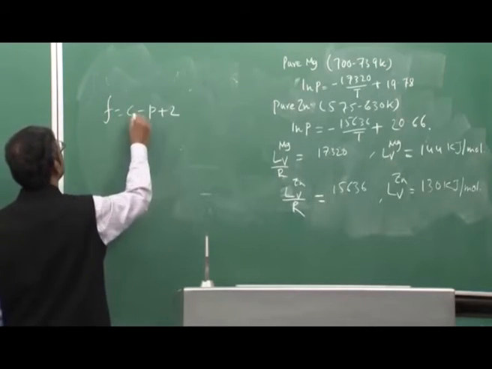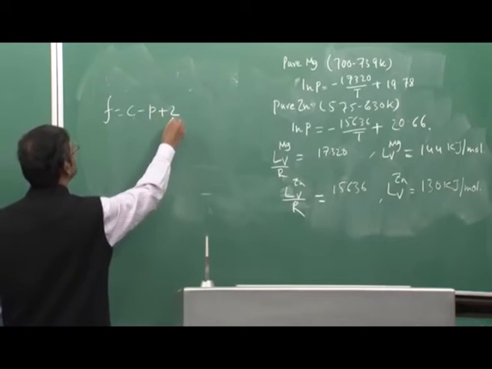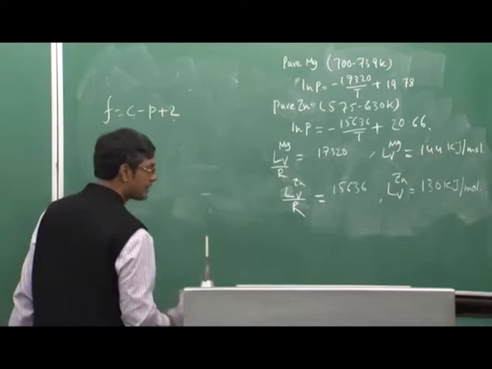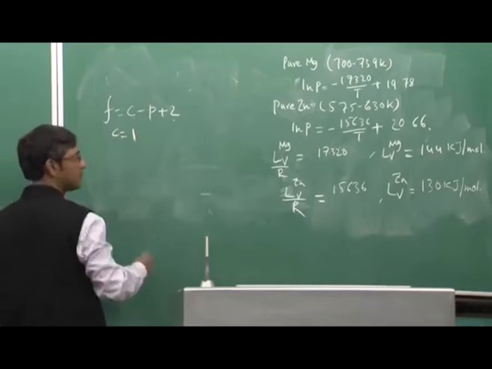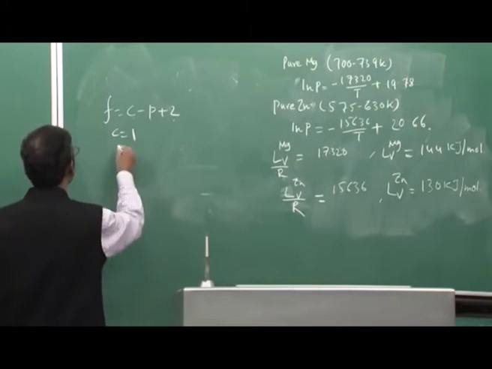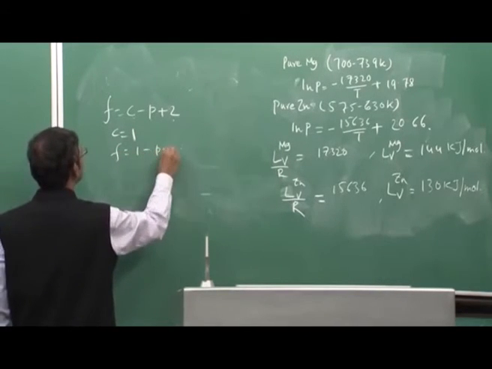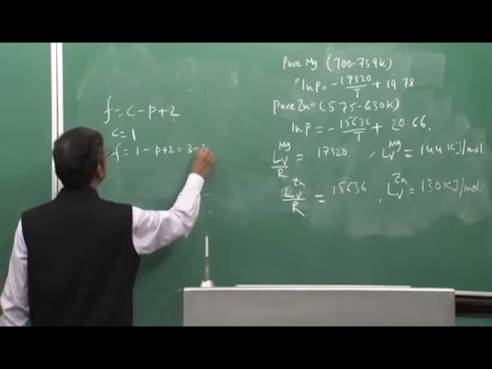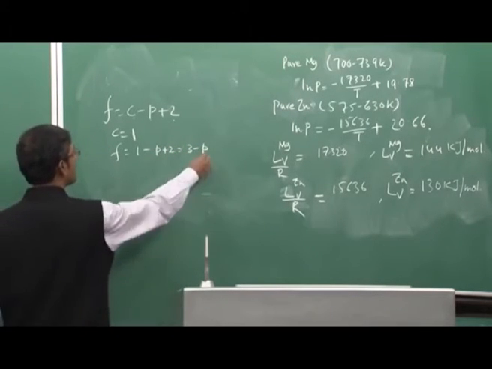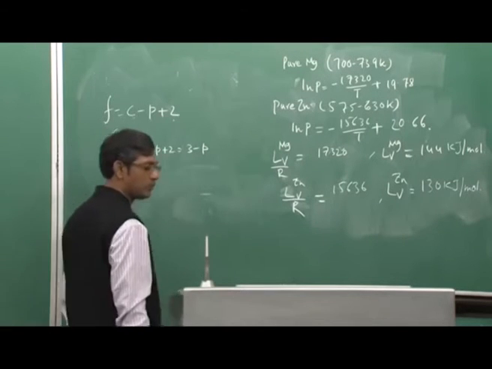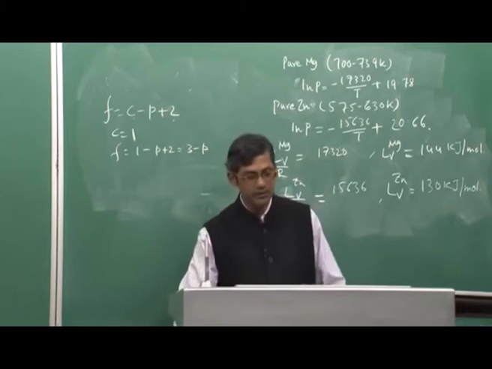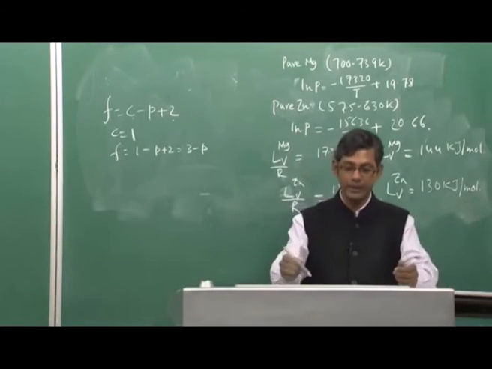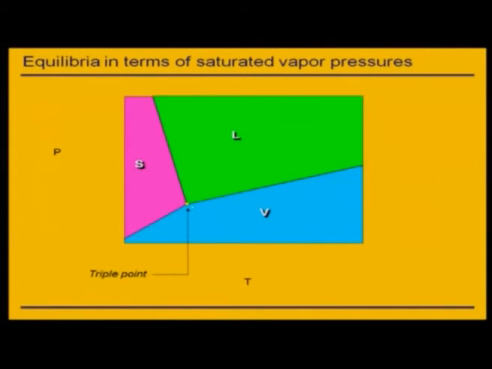So F is the degrees of freedom, C is the number of components, P is the number of phases, and 2 is this. Now in this system, this is a single component system, C is equal to 1. So F is equal to 1 minus P plus 2, that is equal to 3 minus P. P is the number of phases. So now for a field like liquid, only one phase is present, P is 1, and F is 2.